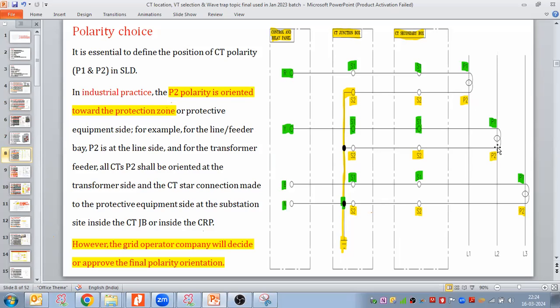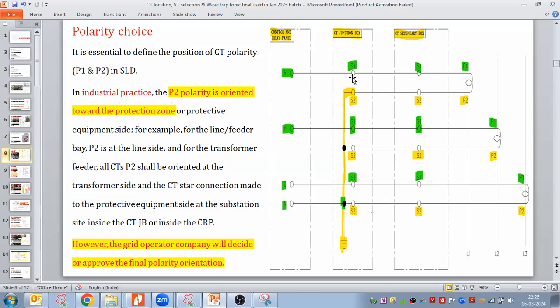So we'll take core one of all three phases, and then their P2. On the P1 side would be S1, and the P2 side would be S2. So all the S2 of all three phases, we interconnect, and then we finally connect to the ground. This is called the star formation.